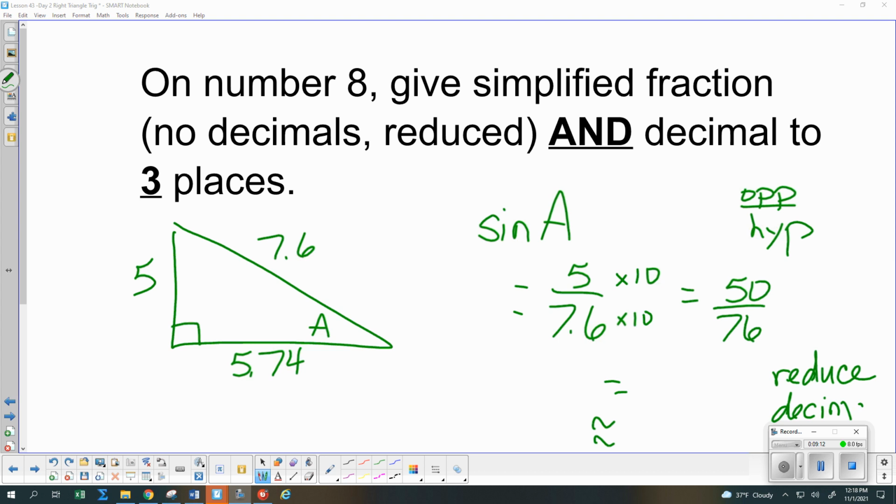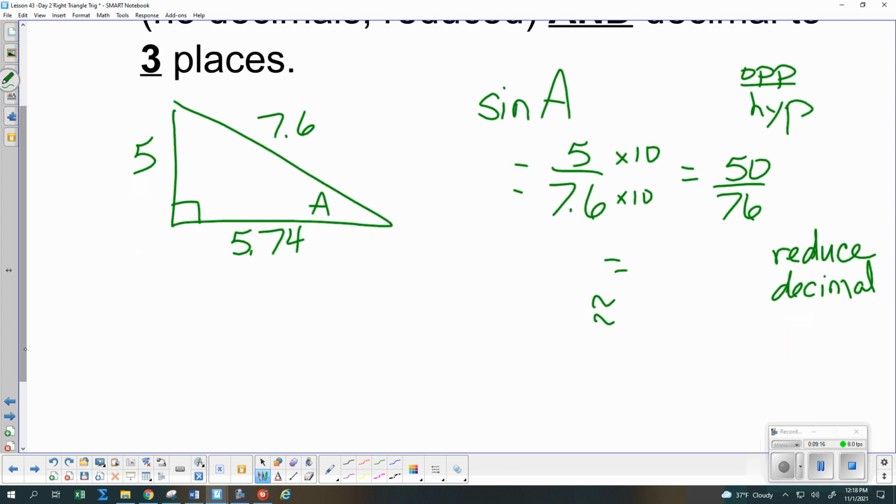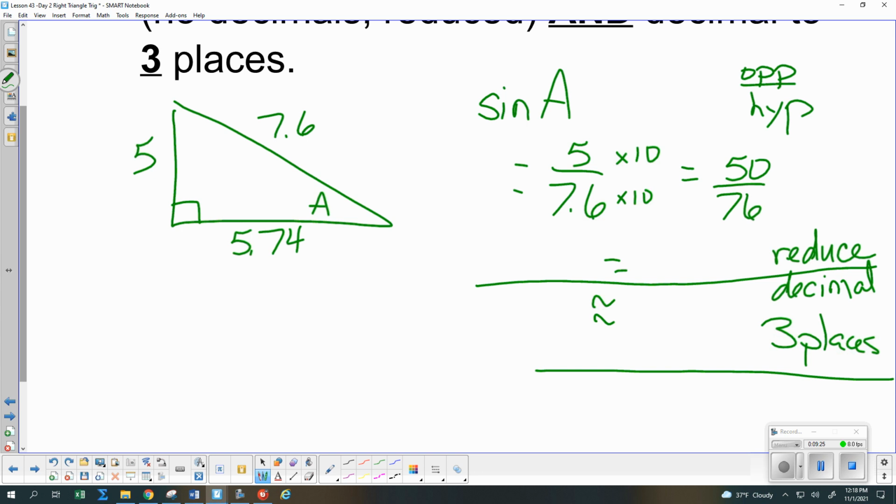But the book said 2 places. How many do we always use? So you're going to reduce it as a fraction, and then you're going to get it as a decimal with 3 places, not 2, on all of those parts of 8. Questions on those instructions?